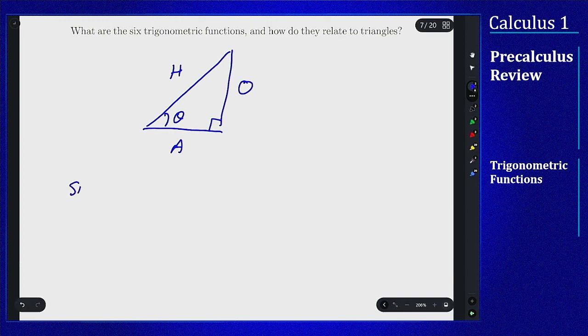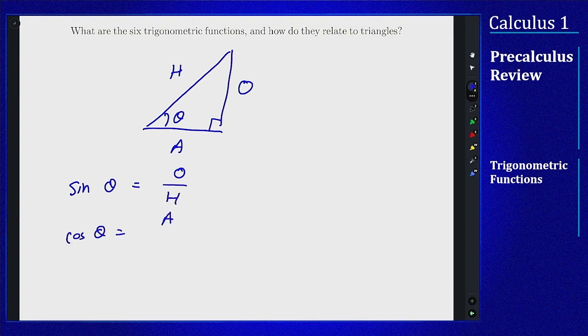Right, so the sine of the angle theta is opposite over hypotenuse, cosine is adjacent over hypotenuse, and tangent is opposite over adjacent, or sine over cosine.